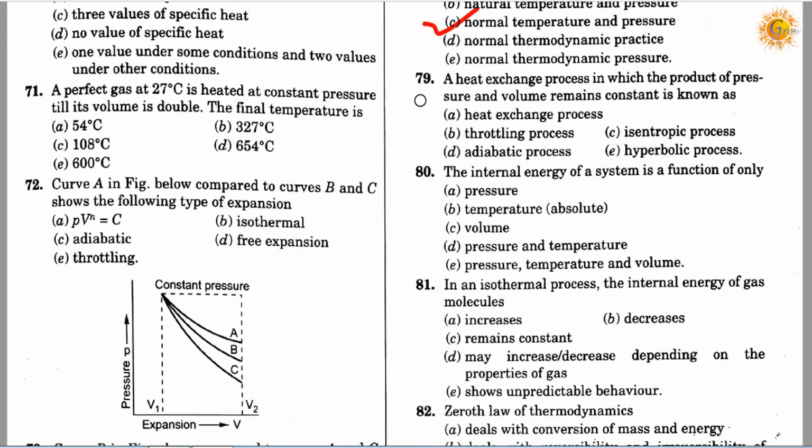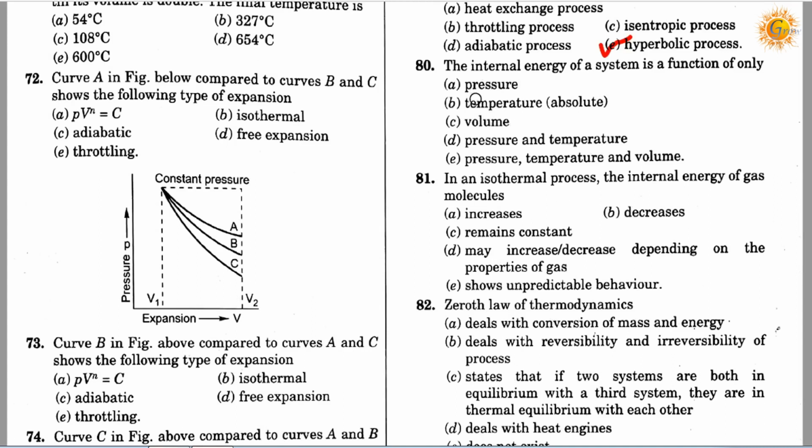Question number 79. A heat exchange process in which the product of pressure and volume remains constant is known as option A heat exchange process, option B throttling process, option C asymptotic process, option D adiabatic process, option E hyperbolic process. So the correct answer is E, it's a hyperbolic process.